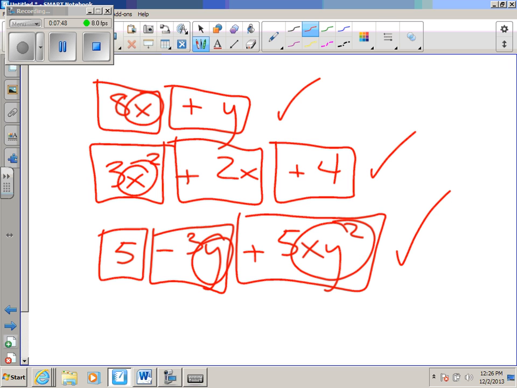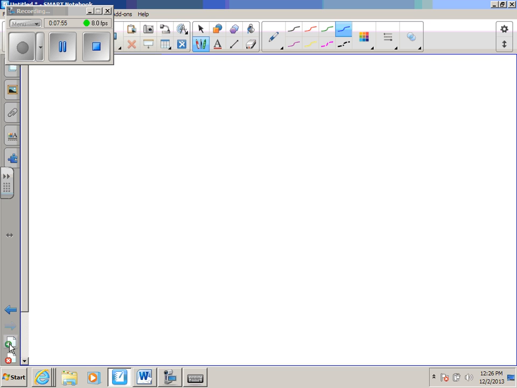Top of page 149. We are going to state the degree of these polynomials. At the top, this is really important. To find the degree of a polynomial, first find the degree of each term. The degree of the polynomial is the same as that of the term of the greatest degree. So let's put that into practice.